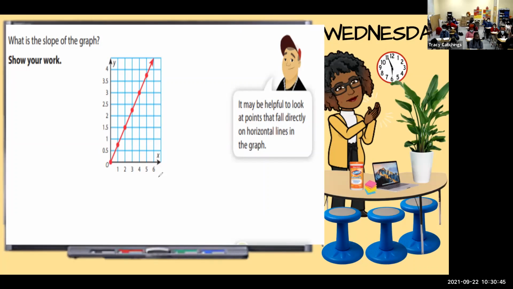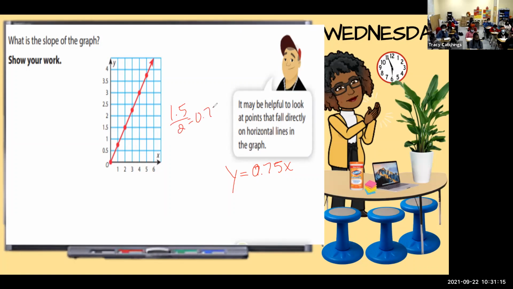Alright, somebody read to us. What is the slope? Melanie, you said you read 75. 75 what? Yeah, y equals 0.75. Alright, talk to her. 2 divided by 1.5 equals 0.75.